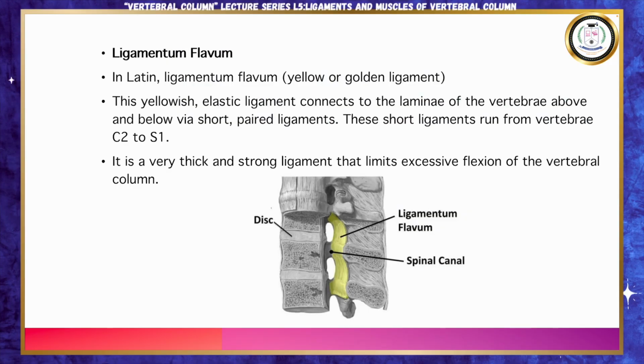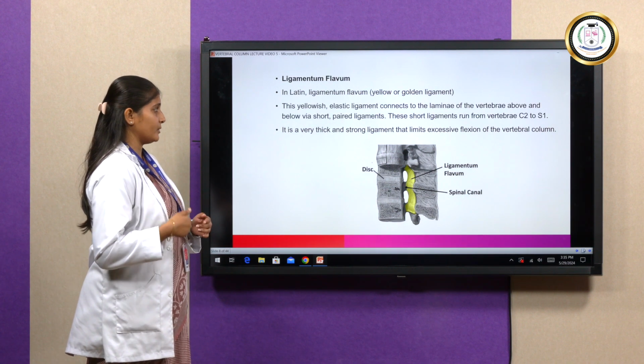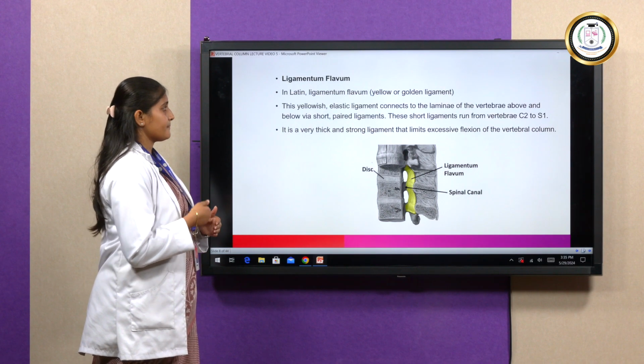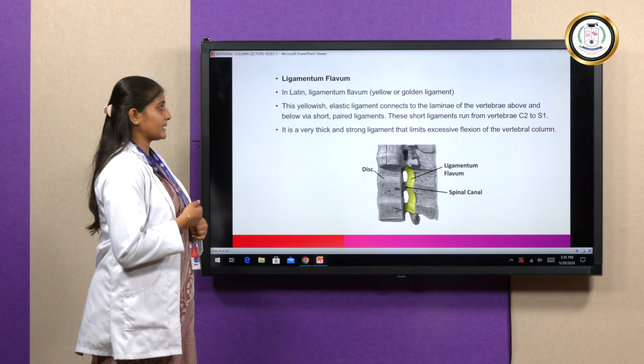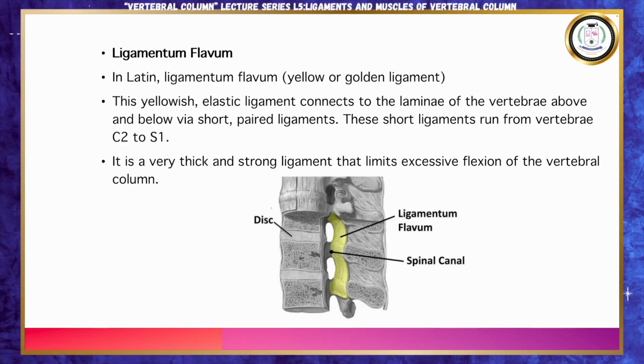Next we will see the ligamentum flavum, which is the most important ligament, also known as the yellow ligament or the golden ligament. This yellowish, elastic ligament connects the laminae of the vertebrae above and below via short ligaments. These short ligaments run from C2 to S1. It is a very thick and strong ligament that limits excessive flexion of the vertebral column. It is one of the most important ligaments, present at the posterior part of the vertebral bodies.